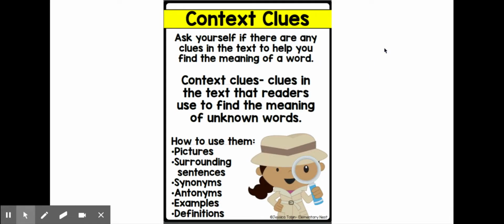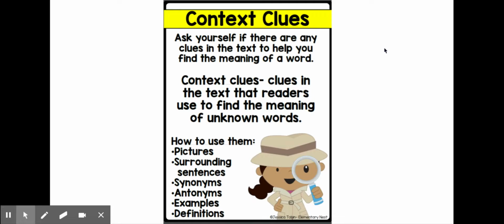Today we are going to be talking about using context clues to identify the meaning of unknown words. Oftentimes when we are reading books, we don't know some of the words we're reading. So it's really important to use clues in the text to help you find the meaning of an unknown word. Those are called context clues. These are clues in the text that help readers to find the meaning of unknown words.